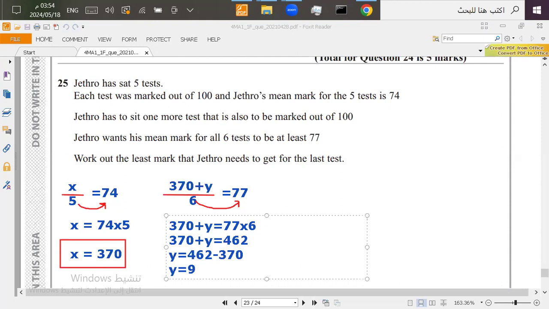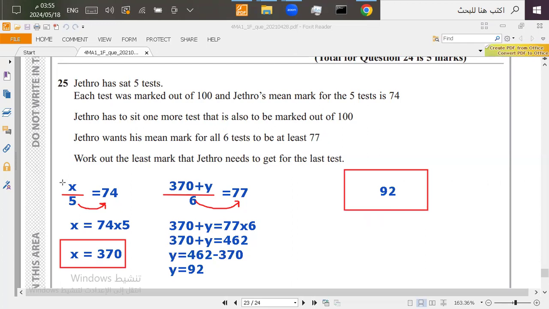This means what? This means that he needs at least 92 to get a mean of 77. So the least mark that he needs for the last exam is 92. And this is how you answer a question like this.